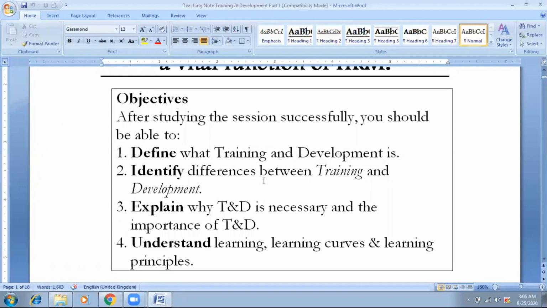After studying the session successfully, you should be able to define what training and development is, identify differences between training and development, explain why T&D is necessary and the importance of T&D, and understand learning, learning curves, and learning principles.